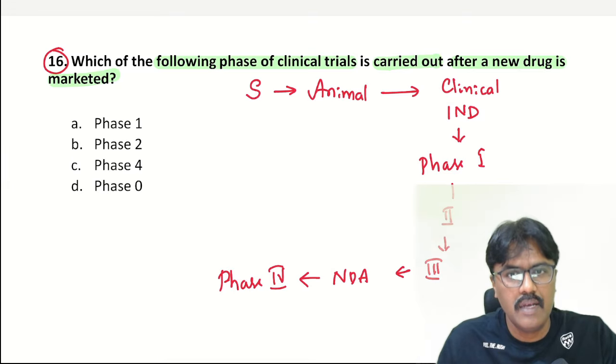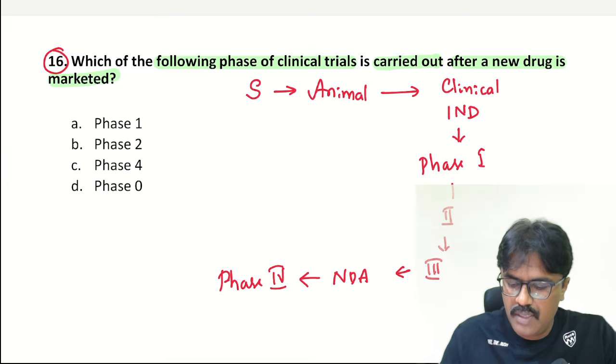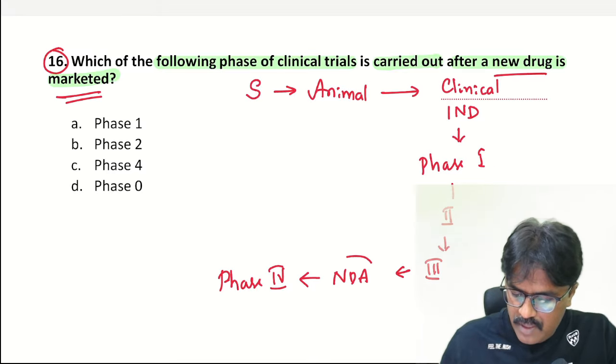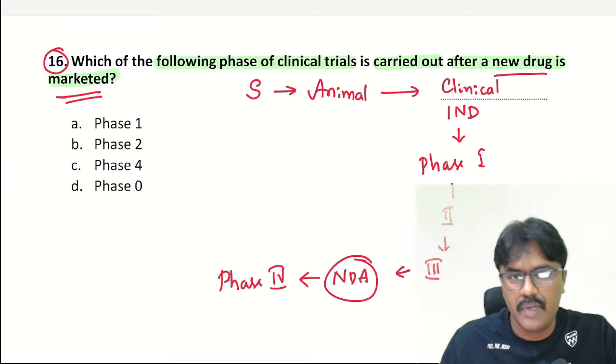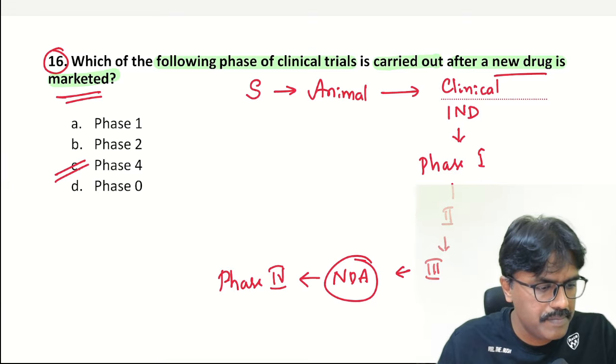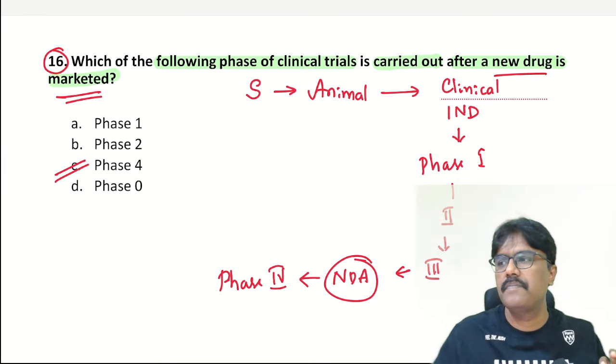So what are they asking you? After a new drug is marketed, which phase of the trial is done? After a new drug is marketed, the trial that is done is phase 4. So the answer for this question is phase 4 clinical trial. I hope you got that answer. Okay, just wait.